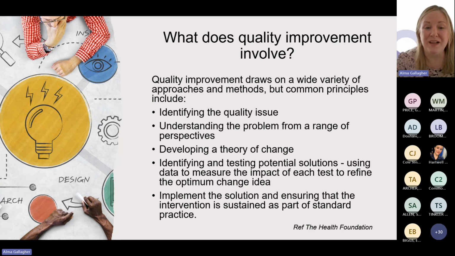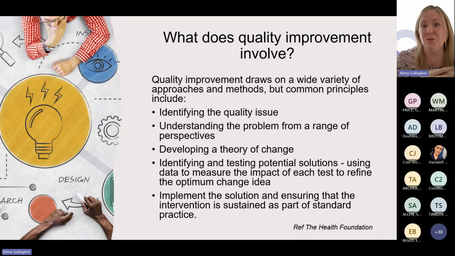Then it's about developing a theory of change: having identified the problem, what is it that might need to improve? Either we want to increase the availability of something or decrease the way we do something, so that we've got an outcome, and that's important as well. Whatever methodologies you use, these are common principles. Then it's also really important to identify and test potential solutions.